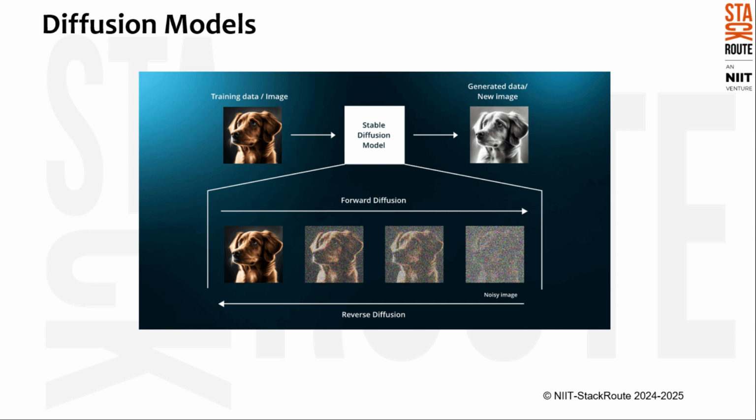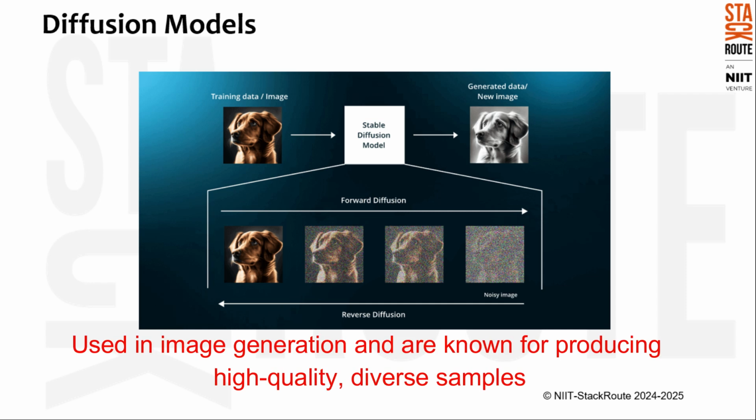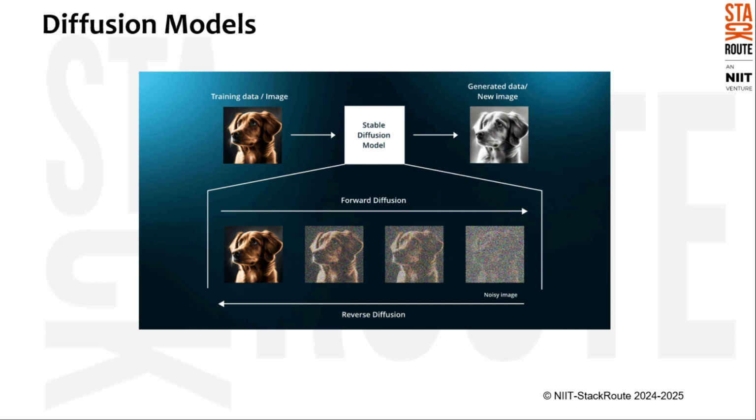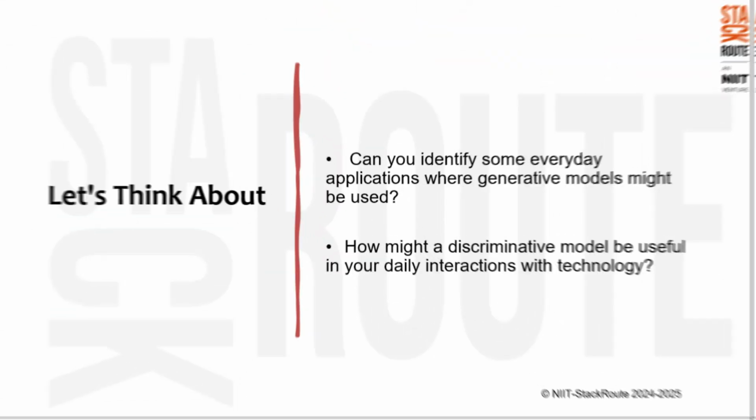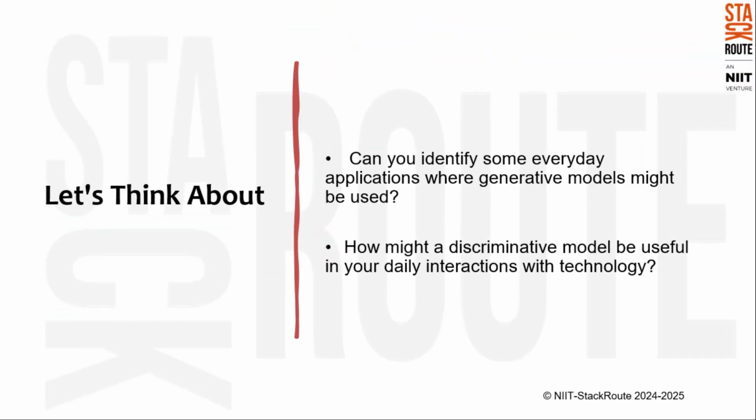They're primarily used in image generation and are known for producing high-quality, diverse samples. Researchers are also exploring their use in generating other types of data, like 3D shapes and time series data. All right, that was a brief introduction to generative models and their types.